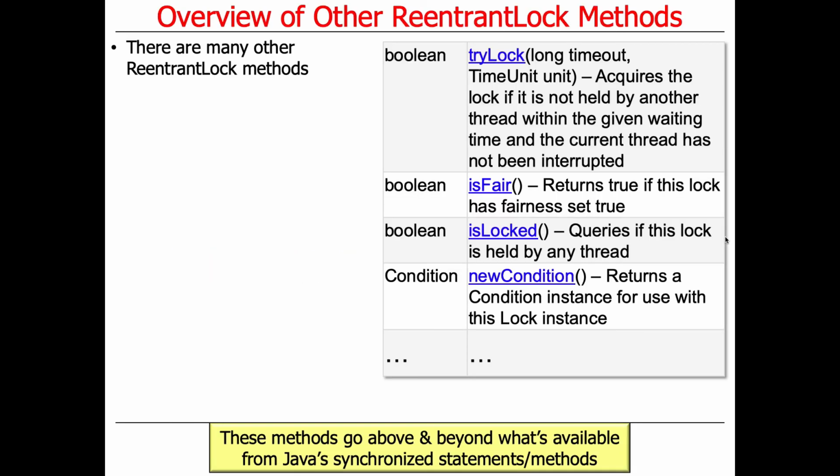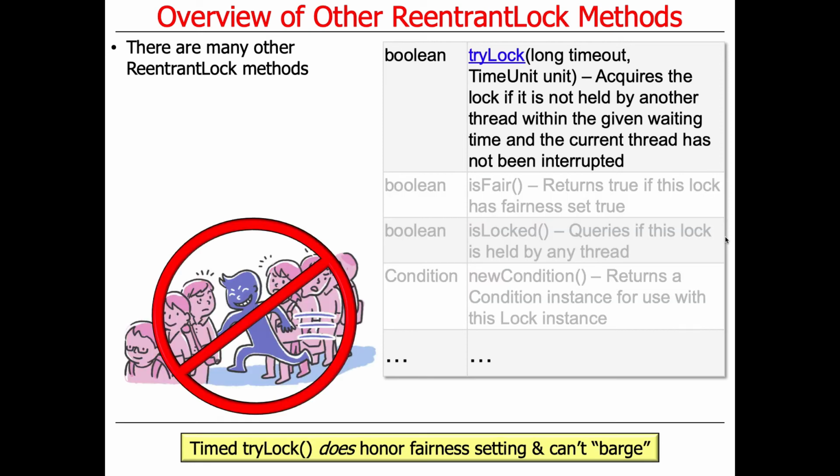There are a bunch of other methods. I'm not going to go through all of them. I'll just go through a few of the ones that are most useful. And these methods go well beyond what's available in Java's synchronized statements and methods. So try lock is a timed version of the untimed try lock we talked about before. And it's got two main differences from the untimed try lock. Number one, you can give it a timeout. So you can say, try to get the lock, but only wait up to this amount of time. That's pretty straightforward. And the other thing try lock does is it actually does honor the fairness setting.